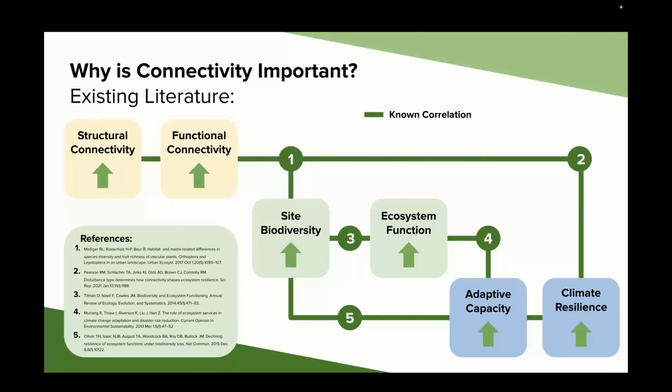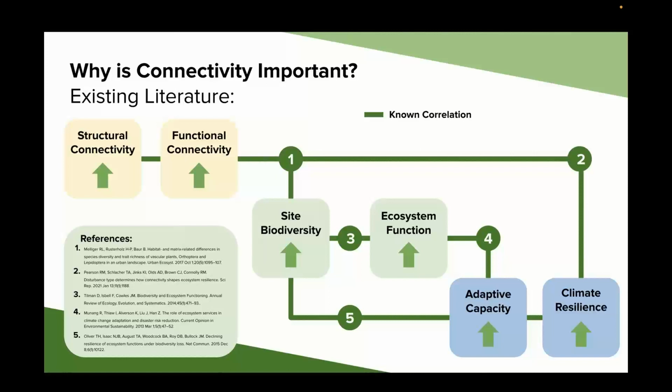So first off, ecological connectivity is shown to increase dispersal of species and biodiversity. In 2017, researchers Melliger, Rusterholz, and Bauer looked at habitat factors that affected the behavior and diversity among grasshoppers, butterflies, and vascular plants in Basel, Switzerland. They found that although habitat size played a large role in biodiversity, a better indicator of butterfly and grasshopper diversity was the presence and accessibility of adjacent green spaces.